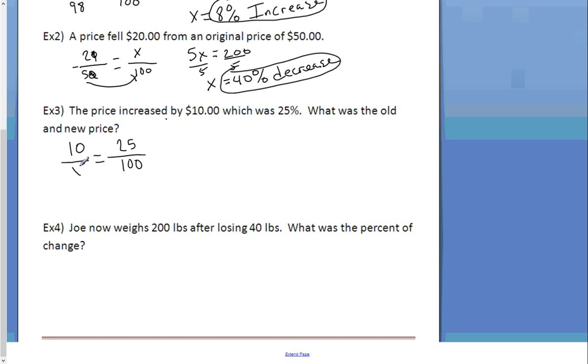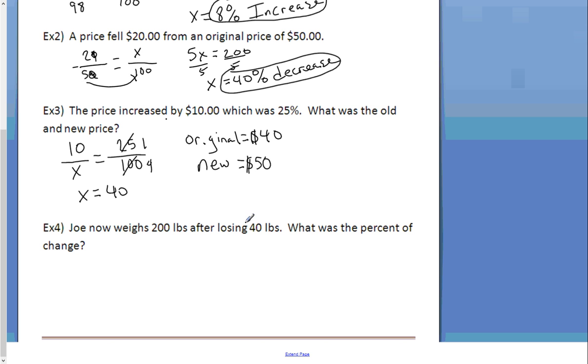And then obviously the only thing left is the original. That goes there. So we're going to cross multiply, although once again 25 over 100 is 1/4. So you might want to call that 1/4. Now what do we have? We have x times 1, which is x, and 4 times 10, which is 40. So x was 40. What does that mean? Well, that means the original price was $40. Okay? And what was the new price? Well, the price increased by $10, so it's $10 more than 40. It's $50.